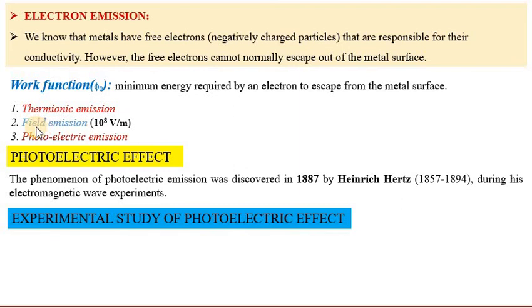So we can extract electrons from the metal surface just by a very high electric field. This electric field is around 10 to the power 8 volt per meter. This is the value of the very high electric field.